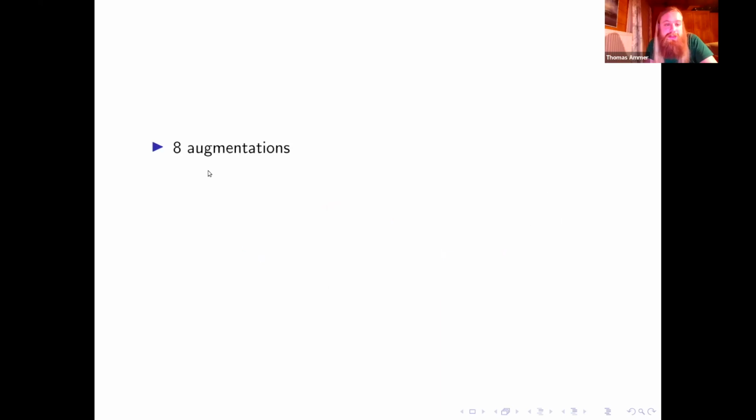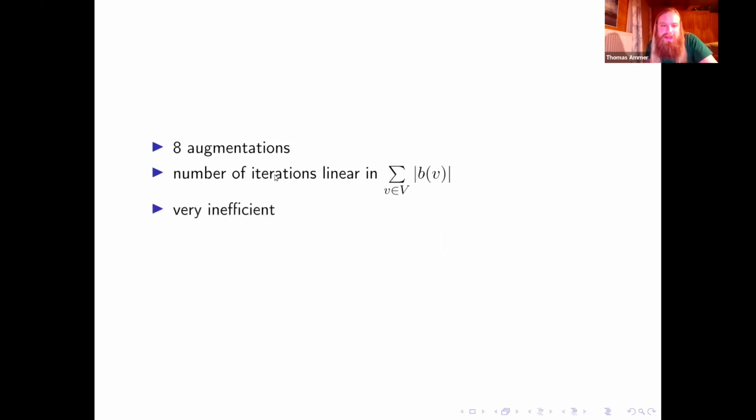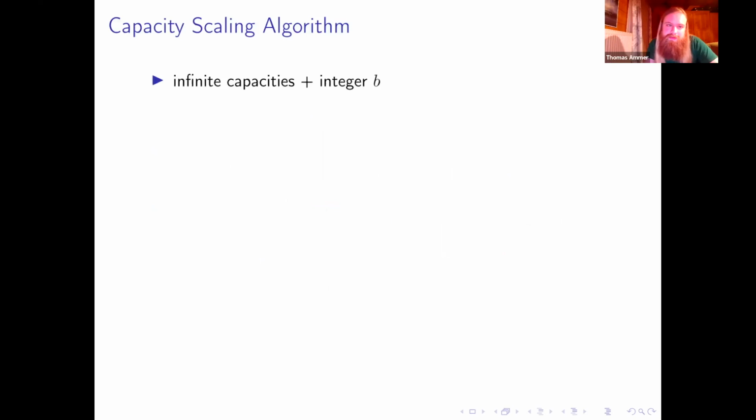So we would need 8 augmentations. Or in general, we would need a number of iterations that is linear in the sum of the absolute values of the balances. And that is a very, very inefficient algorithm, because if the numerical values of the balances are very large and the network is small, then we can wait for ages. Okay, so how can that be made more efficient?